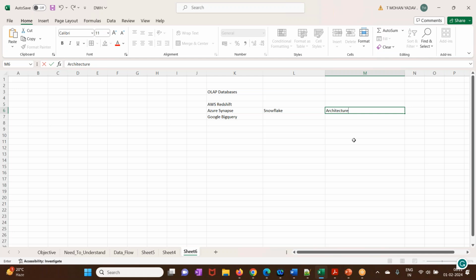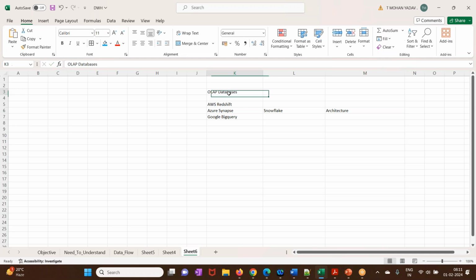The objective here was to learn about the OLAP databases. There are different OLAP databases, I mean to say data warehousing tools. Speaking in normal language, AWS Redshift is a data warehouse tool, Synapse and BigQuery are different data warehousing tools, and Snowflake is also one of the data warehouse tools. Despite this tough competition, Snowflake is able to survive and has a growing market in the current industry.